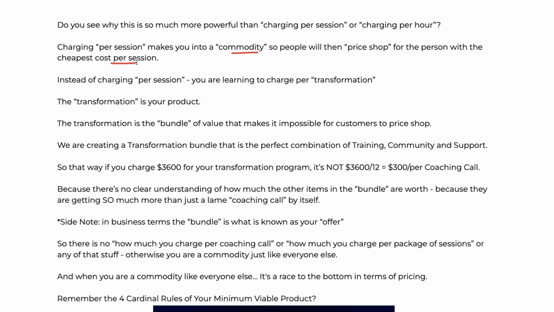And then guess what? Transformation includes training, community, and support. And so the transformation is your product, okay? And the transformation is essentially the bundle of value that makes it impossible for customers to actually price shop. What we're doing is we're creating a transformation bundle that is the perfect combination of training, community, and support. And so that way, when you charge $3,600 for your transformation program, it's not $3,600 divided by 12 equals $300 per coaching call, because the bundle isn't coaching calls, okay?